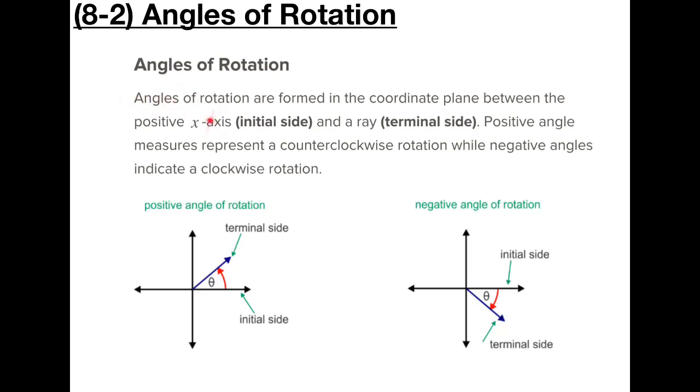So let's just read this and then I will explain this in detail. Angles of rotation are formed in the coordinate plane between the positive x-axis, which we call the initial side, and a ray, the terminal side. Positive angle measures represent a counterclockwise rotation, while negative angles indicate a clockwise rotation. So let's see what this is all about.